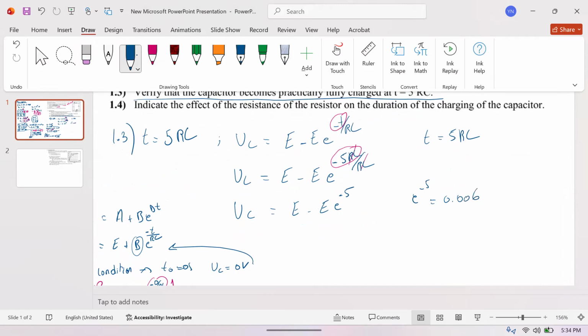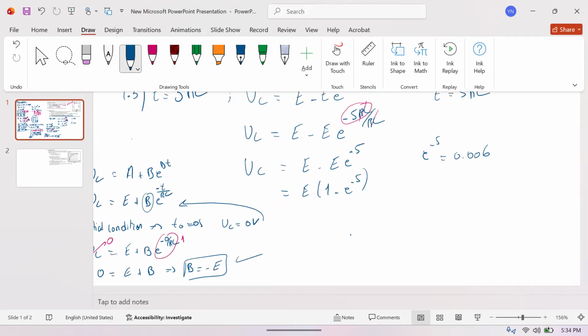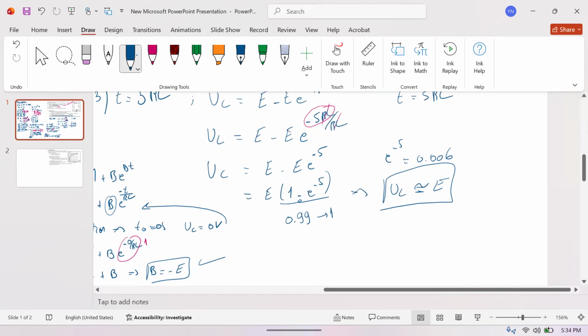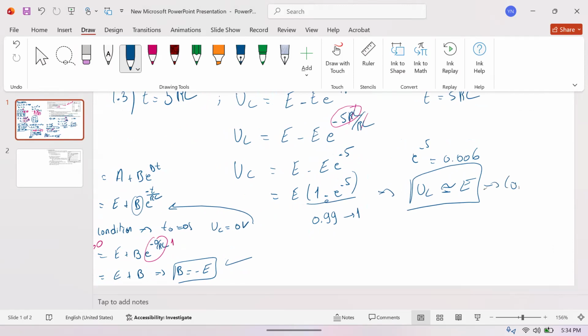Okay, and when you multiply something very small by E, you will get a very small number. If I want to make this clearer, if I take E as a common factor, I will have 1 minus e to the minus 5. Okay, this expression here is very close to 0.99 something. Okay, 0.99 something, it's very close to 1. So it looks like, you see, UC is approximately equal to E. Okay, and when UC has the voltage of the battery, that means it took everything from the battery and it's fully charged. Okay, and when UC equals E, it's completely charged.